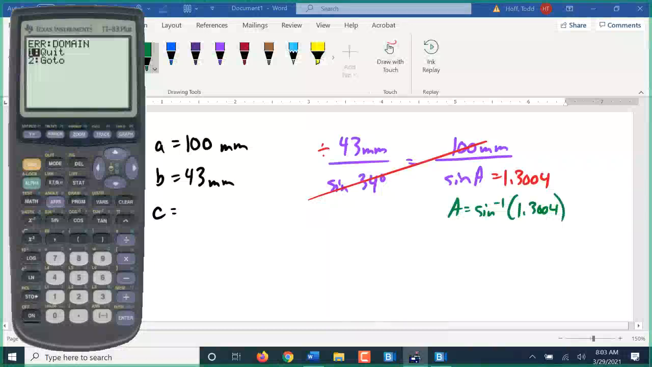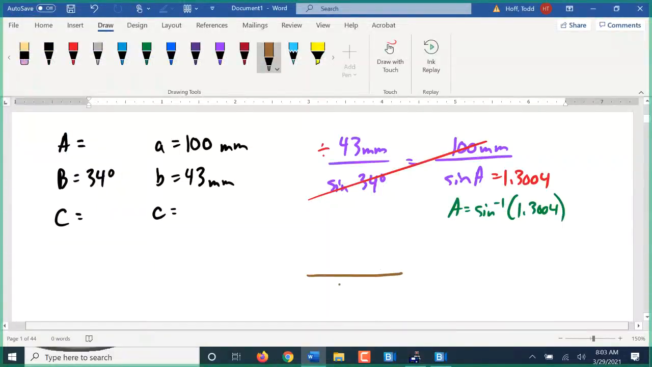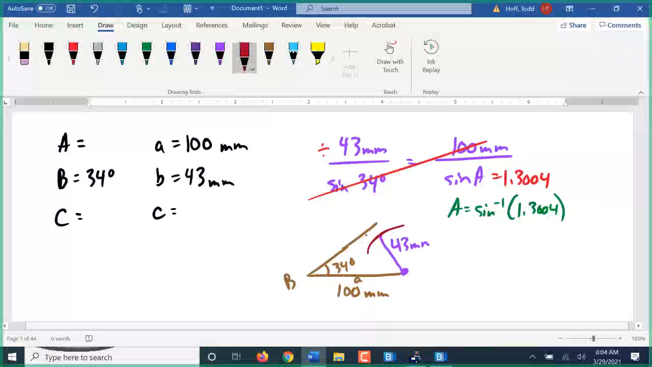But this is saying what's happening here. We have this 100 millimeter side here, side A. Here's our angle B of 34 degrees. What it's saying is that 43 millimeters is not long enough to reach from this corner back to that side. No matter what direction it goes in, it's not going to reach. The shortest distance would be to go at a right angle, and it's not even going to reach that. So this does not form a triangle.